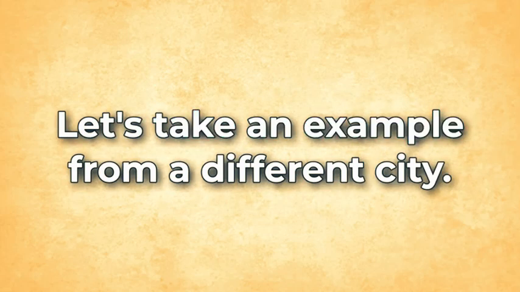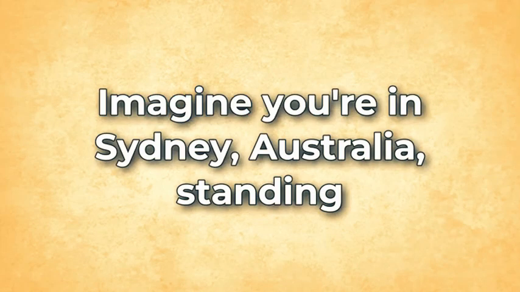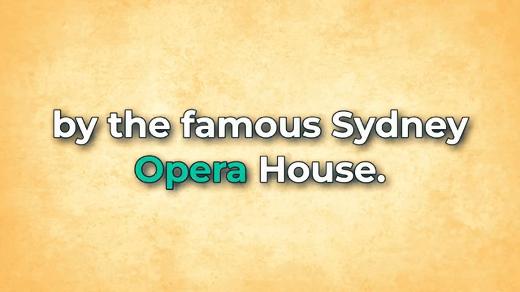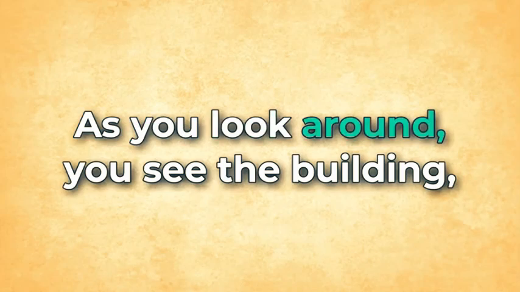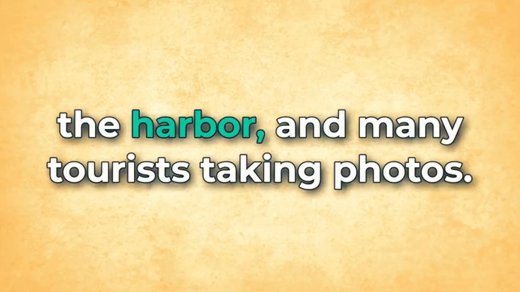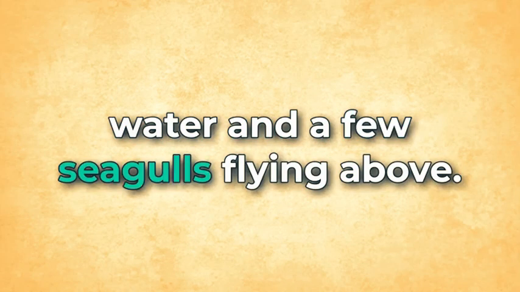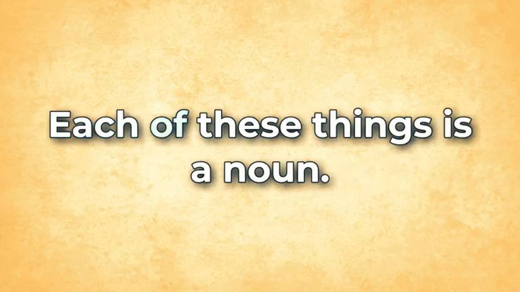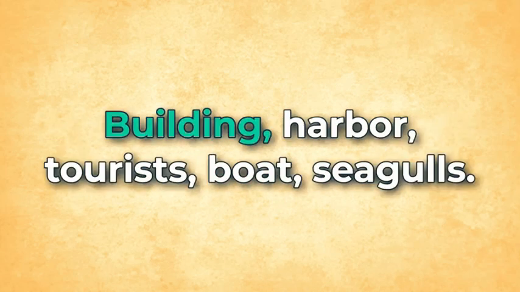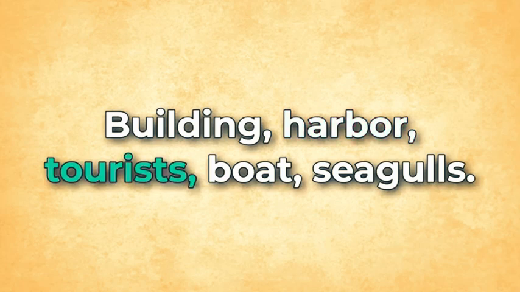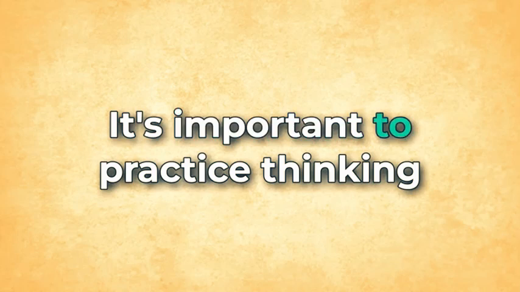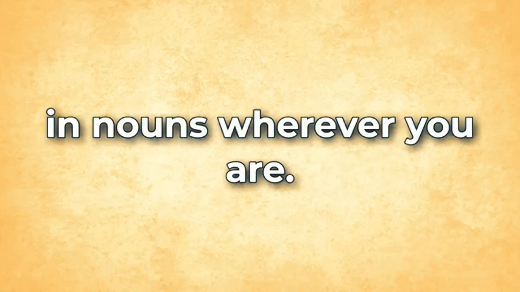Let's take an example from a different city. Imagine you're in Sydney, Australia, standing by the famous Sydney Opera House. As you look around, you see the building, the harbor, and many tourists taking photos. You also see a boat in the water and a few seagulls flying above. Each of these things is a noun: building, harbor, tourists, boat, seagulls. It's important to practice thinking in nouns wherever you are.